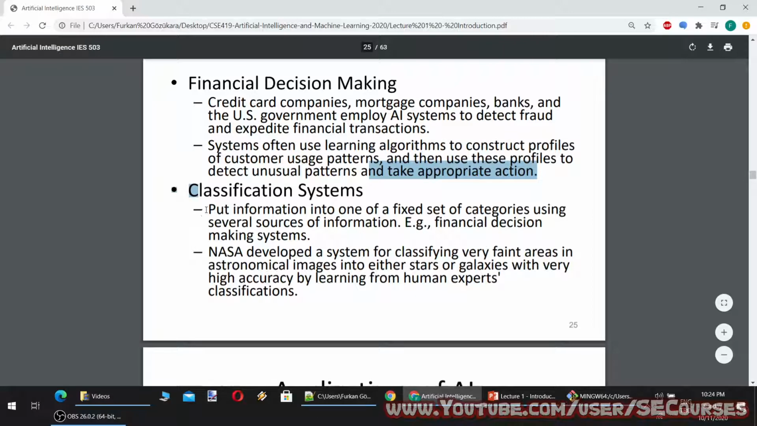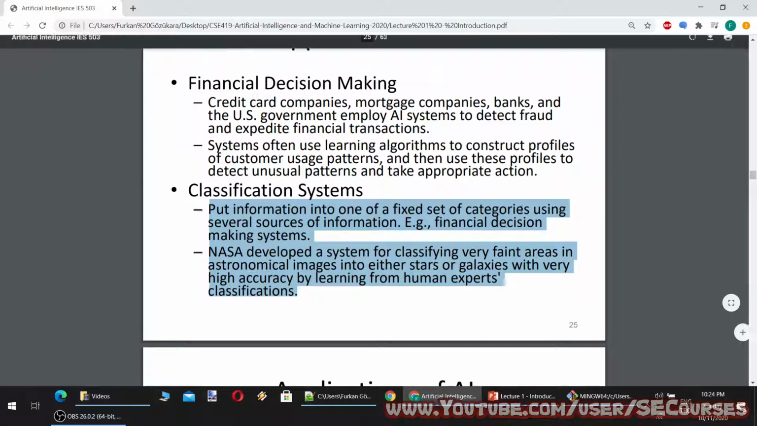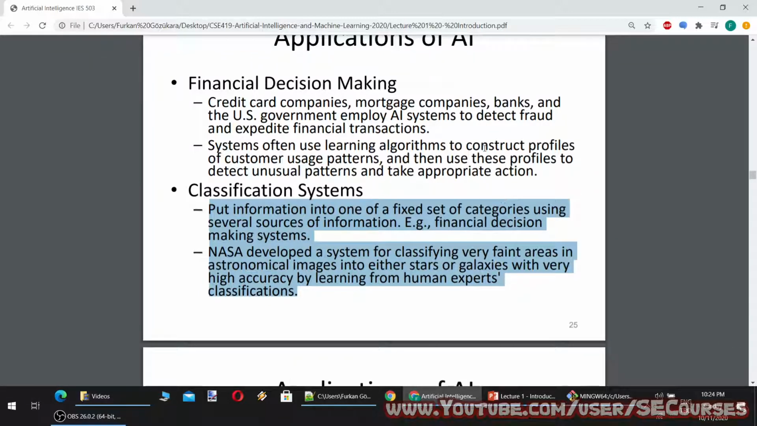Classification systems. Put information into one of a fixed set of categories using several sources of information. E.g., financial decision-making systems. NASA developed a system for classifying very faint areas in astronomical images into either stars or galaxies with very high accuracy by learning from human experts' classifications.